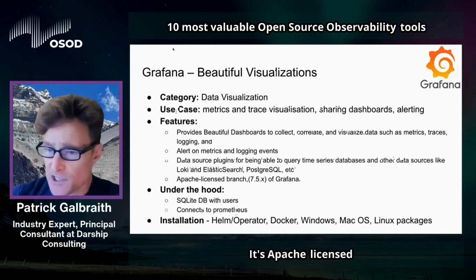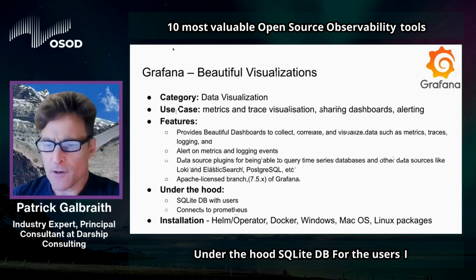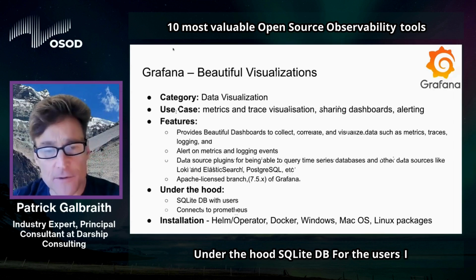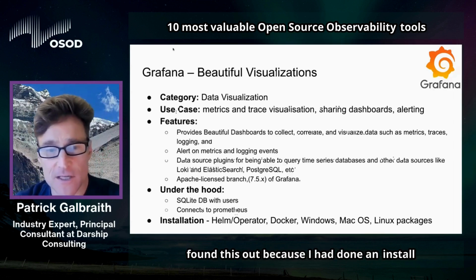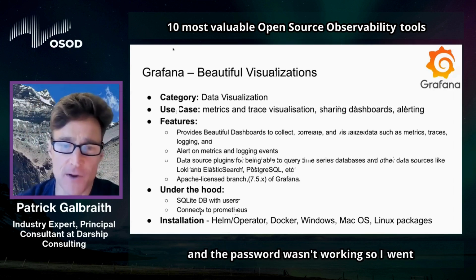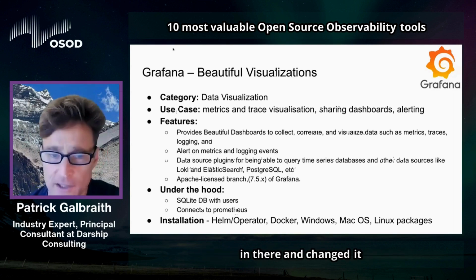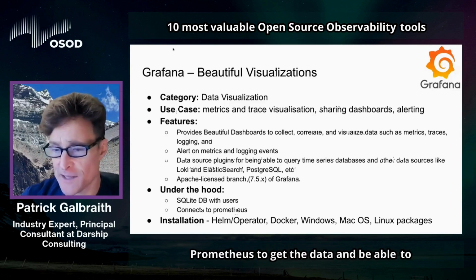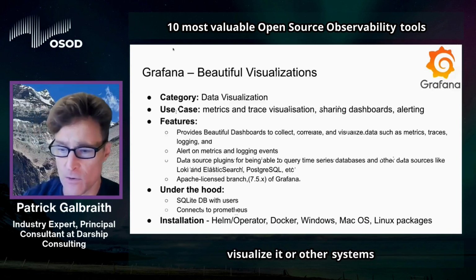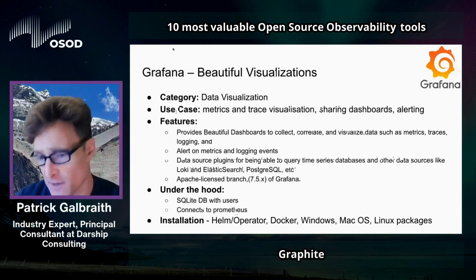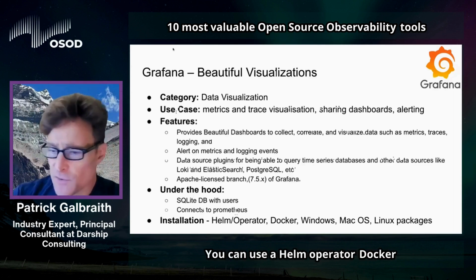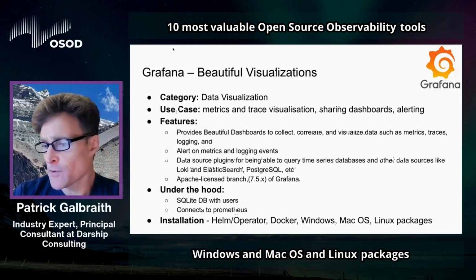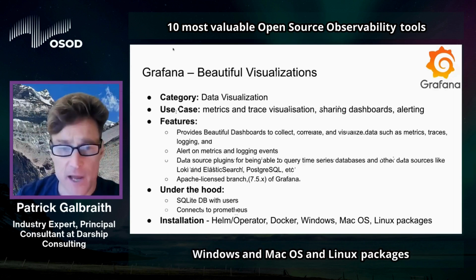It's Apache licensed. Under the hood, SQLite DB for the users. I found this out because I had done an install and the password wasn't working, so I went in there and changed it. It also connects with Prometheus to get the data and be able to visualize it, or other systems, Graphite. Installation, you can use a Helm operator, Docker, Windows, and Mac OS and Linux packages.